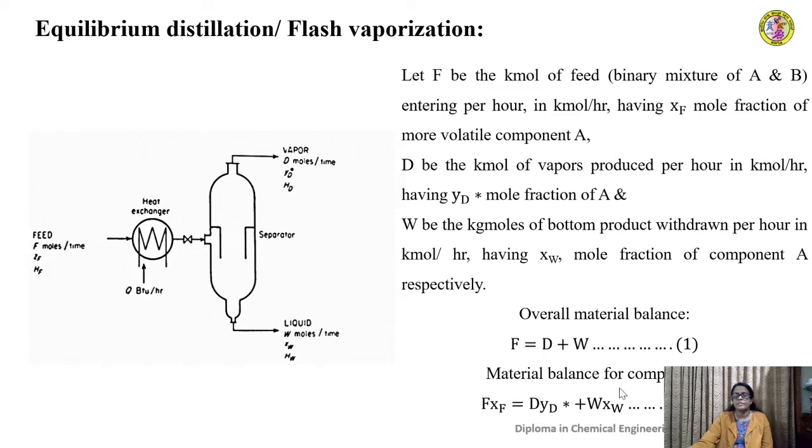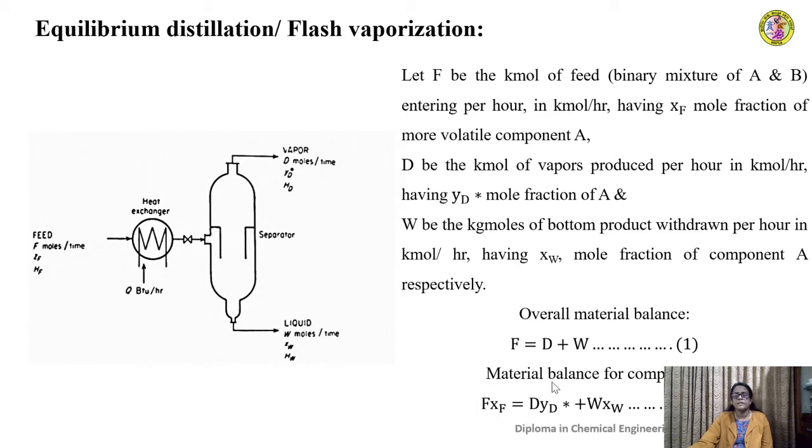Then the material balance equation for component A is given by F into XF is equal to D into YD star plus W into XW. So multiplying mole fraction with the total quantity of the material in moles will give you the total moles of A present in that particular stream. So FXF will give you the amount of A present in the feed stream.